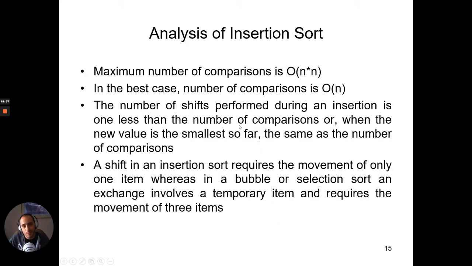Insertion sort is another n squared, as I mentioned. In the best case, the number of comparisons it's going to have to make is linear. But the number of shifts is one less in this case than the number of comparisons that it's going through and having to make.